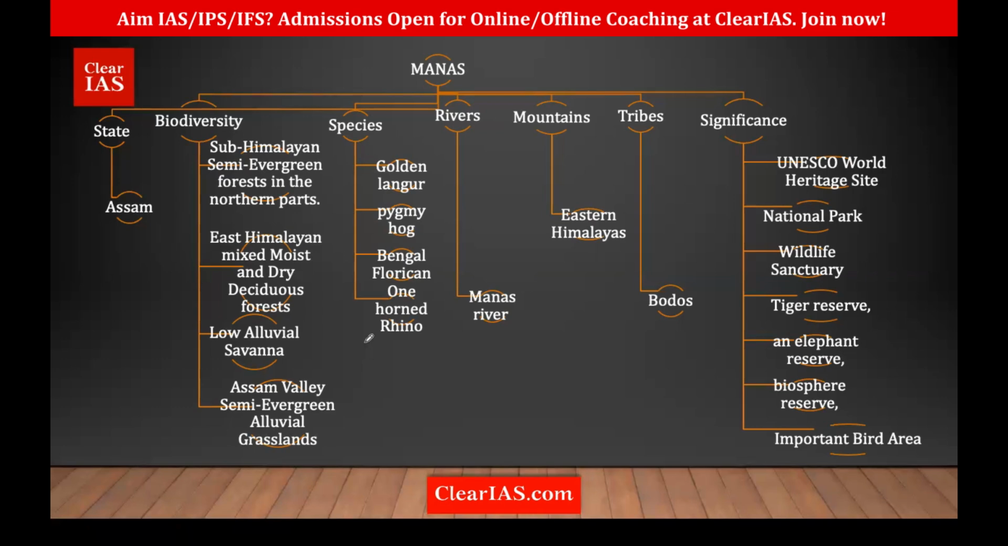Okay, so we can also find tigers here. Apart from the most important species, tigers, there are the one-horned rhino, Bengal florican, and pygmy hog. Both the pygmy hog and Bengal florican are critically endangered species. Apart from that, we have the golden langur. So remember, Manas is in Assam, and we have distinct biodiversity there. Apart from that, we have the mountain ranges and also the border tribes. So that is about Manas National Park, or the Manas Protected Area Network.